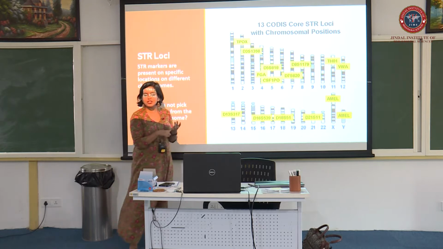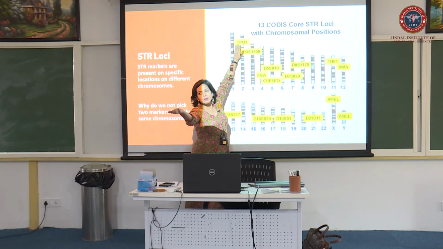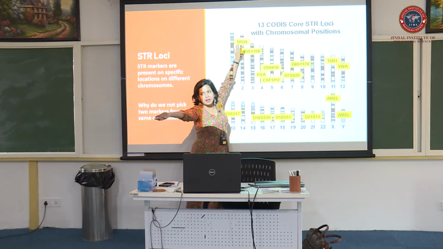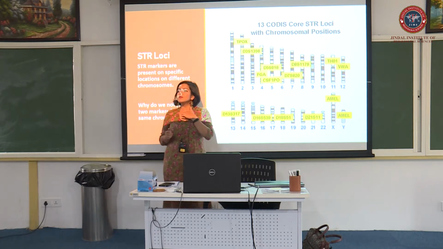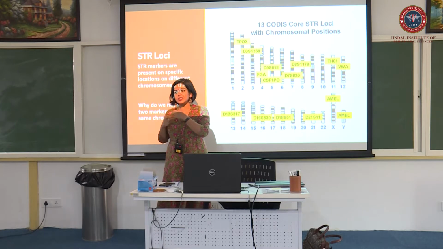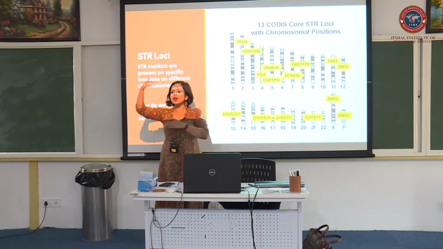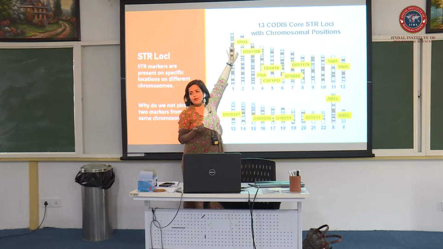The number of repetitions are different. So for me, TPOX might be 5. For Nandini, it might be 7. For Manan, it might be 9. Is it similar if you're related? Some maybe, some will not be. That's how you are. So it's always the whole profile that matters.